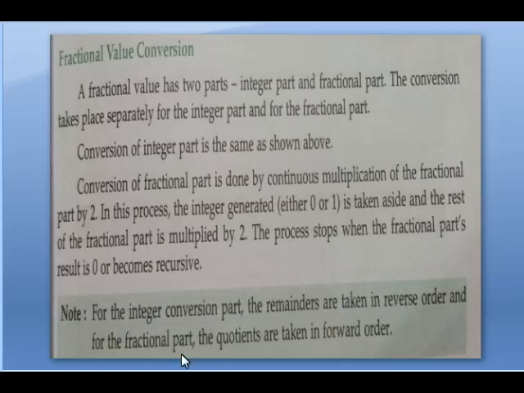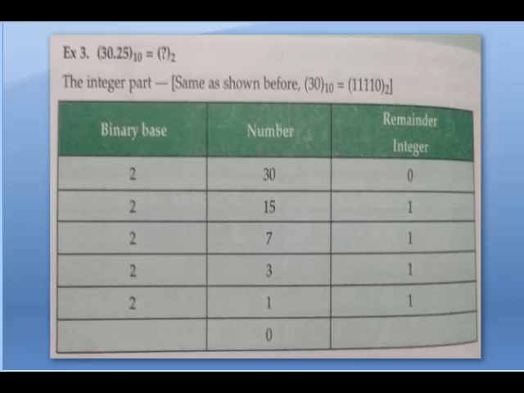Meaning for the integer part conversion, the remainders are taken from bottom to top. In the fractional part, the coefficients are taken from top to bottom. So this is called fractional value conversion. Here example number 3 is 30.25. This is the integer part and this is the fractional part.